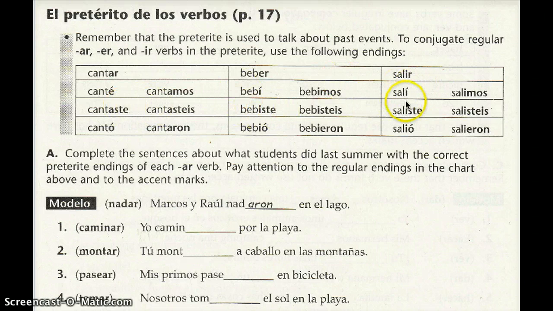Aste, iste, o, io, amos, imos, aron, yeron.